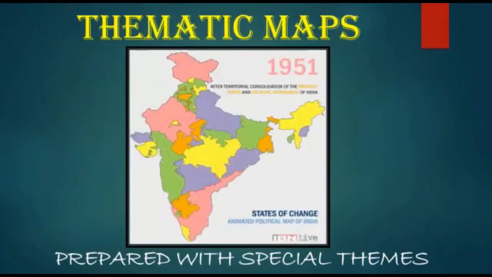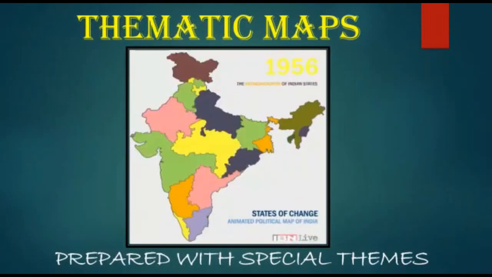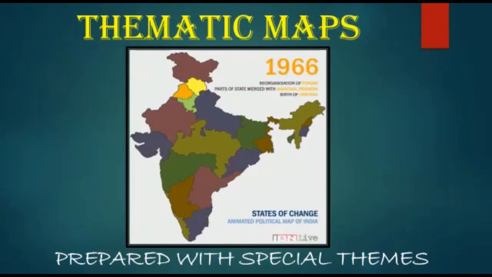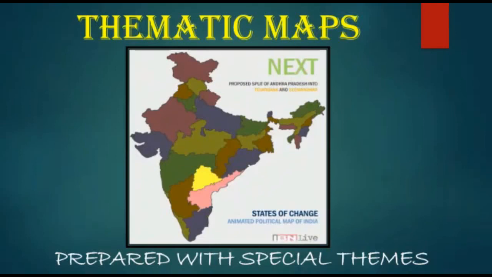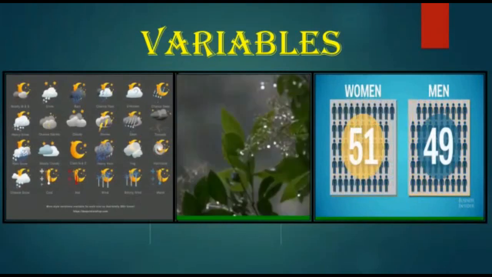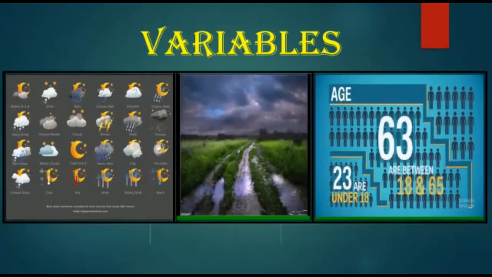You may know that the theme is the main subject that is being discussed or described in a piece of paper or writing. Similarly, some of the maps are prepared with a special theme. Such maps are called thematic maps. So students, please remember what a thematic map is. The maps that are prepared with special themes are called thematic maps.